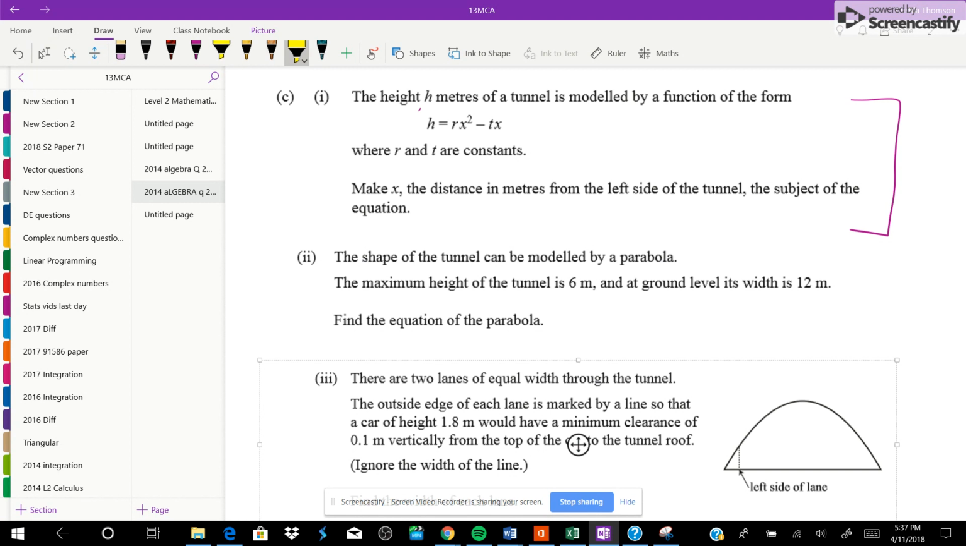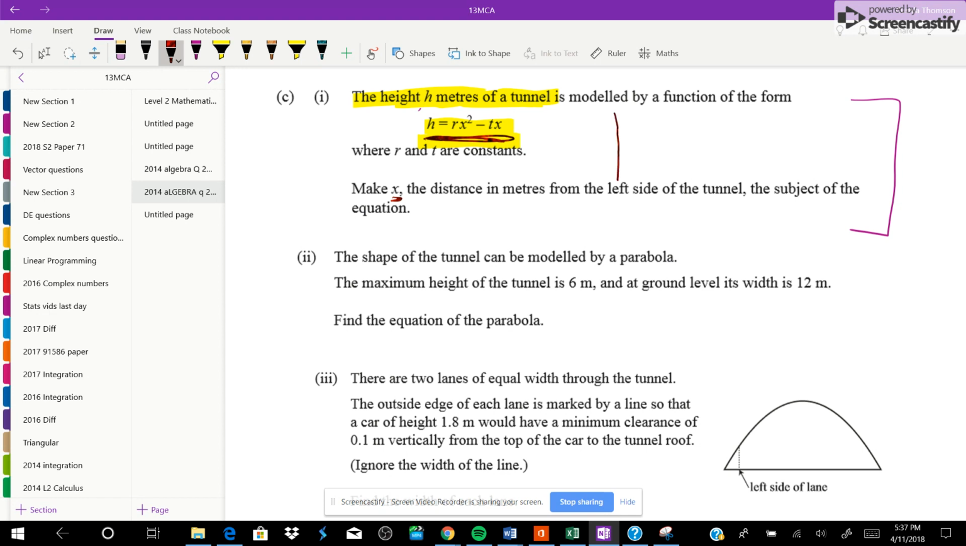In the first question, we're told, this is a merit question, the height in meters of a tunnel is given to us by this functional form. This is kind of like a warm-up question, except that because it's got no numbers in it, it's actually quite abstract. What we're looking at here is x is going to be the distance in meters from the left side of the tunnel, and we have to make that the subject of the equation.